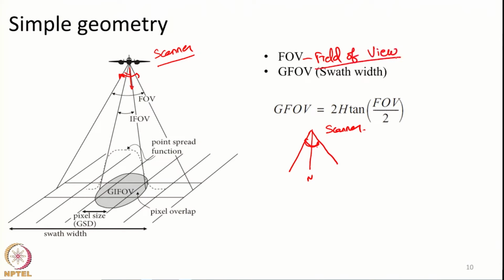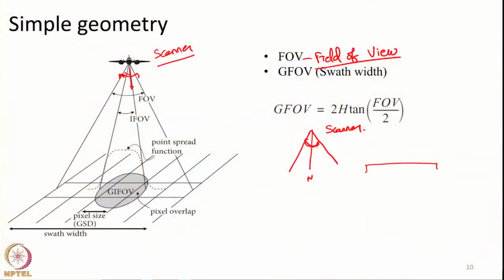So, the field of view will determine the angle covered by the scanner. Or if you have a push broom sensor, let us say we have some n number of detectors in the across track direction. This is the across track direction. This is not focal point F, this is objective point O, and this is the focal length F.